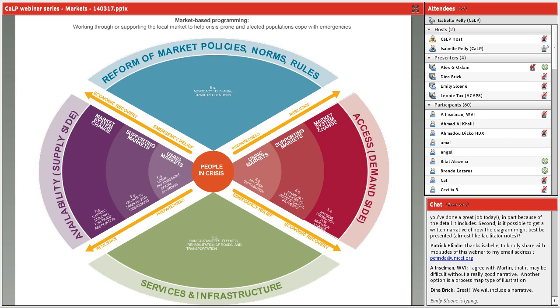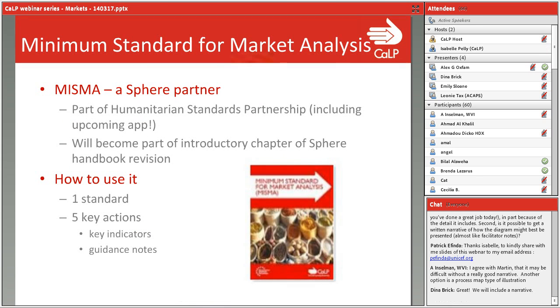and now I'm going to move us on from this framework, which has presented the range of market-based programming options, to now talking about market analysis, which of course can inform the choice of market-based programming, and what the minimum standard for market analysis is. So the minimum standard for market analysis is now a Sphere partner. It means it's part of the Humanitarian Standards Partnership, which also includes LEGS, the Livestock Emergency Guidelines, MERS, Child Protection Emergencies Guidelines, etc.